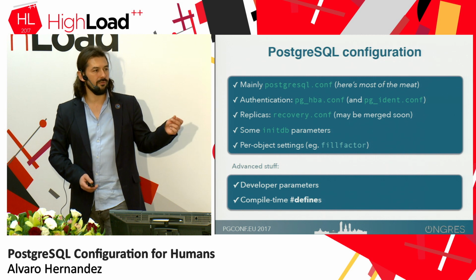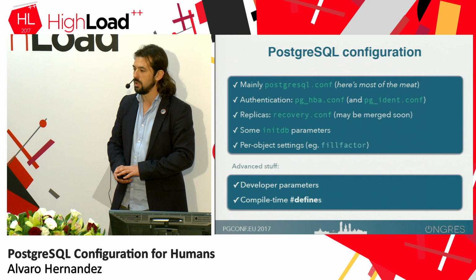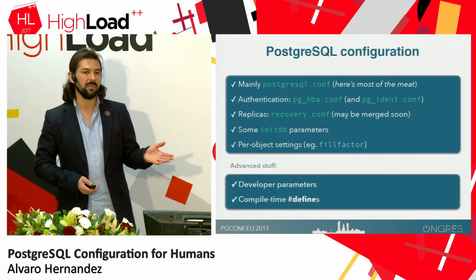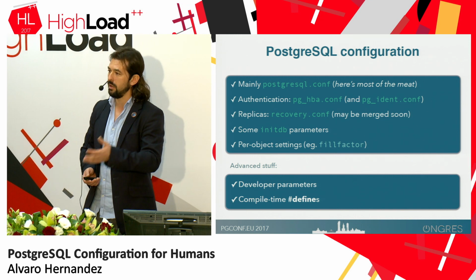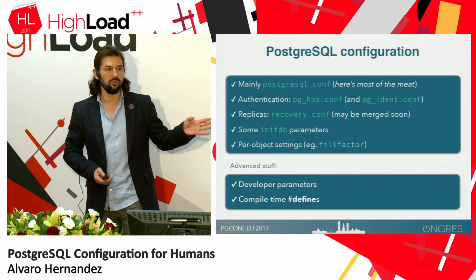Actually, there's an ongoing effort to integrate the information in recovery.conf into postgresql.conf, so that it will be concentrated in a single place. HBA is just about authentication, so it's kind of a different thing, and definitely the format is not compatible. So it's a different story. But there's more. There's also initdb. initdb is the mechanism that you use to create the cluster at the beginning. Sometimes it's done automatically, depending on your installation. Sometimes you do it manually.